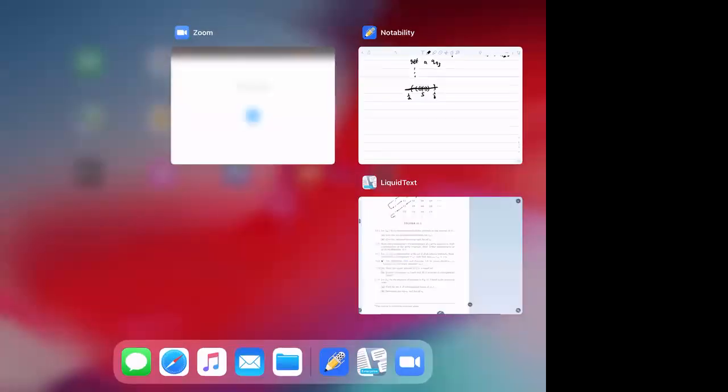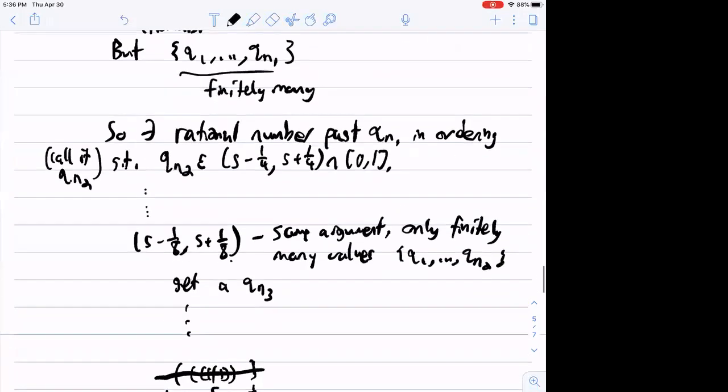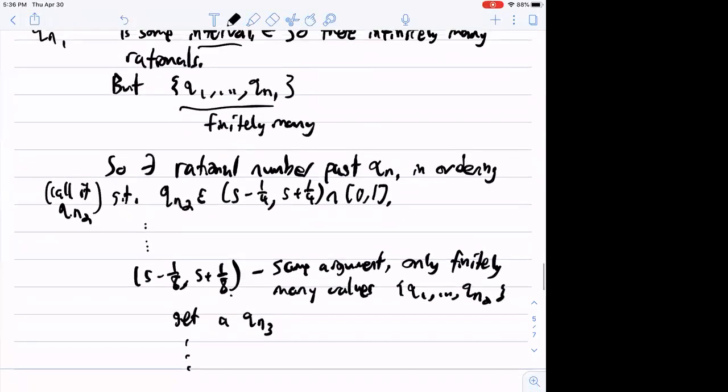Can you scroll up a bit? Oh, sure. So the dots mean repeat the argument. Yeah, I'll give you a few seconds to digest this.